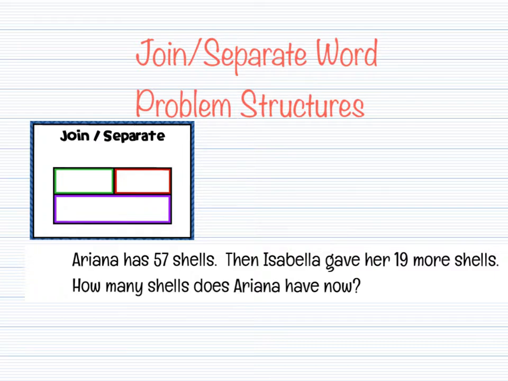So it says Ariana has 57 shells, okay? Then Isabella gave her 19 more shells. If she gave her 19 more, will you be joining or separating? Are you adding or subtracting? Good job. Yes, you're going to be adding. So above gave, Miss Ayala is going to put the plus sign. Then Isabella gave her 19 more shells. How many shells does Ariana have now?